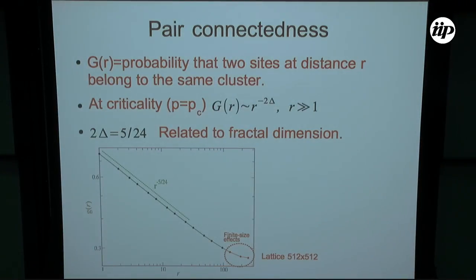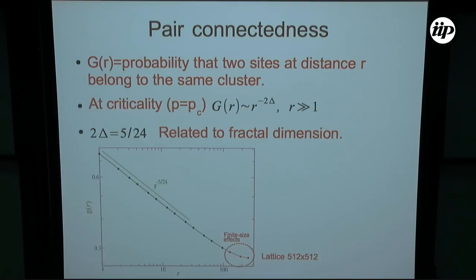Okay, there are some quantities that the percolation community usually looks at. The first is the pair connectedness, which is the probability that if you take two sites at some distance r, they belong to the same cluster. If you are at criticality, it is well known that the behavior is algebraic with an exponent which is exactly known. And this is the result of a numerical simulation. You see that this algebraic behavior is very well reproduced, except here because you have finite sites.